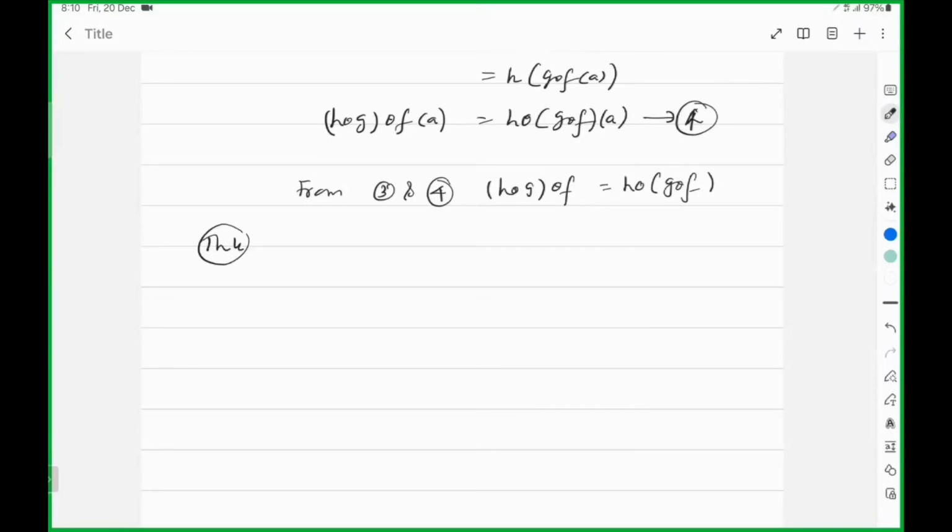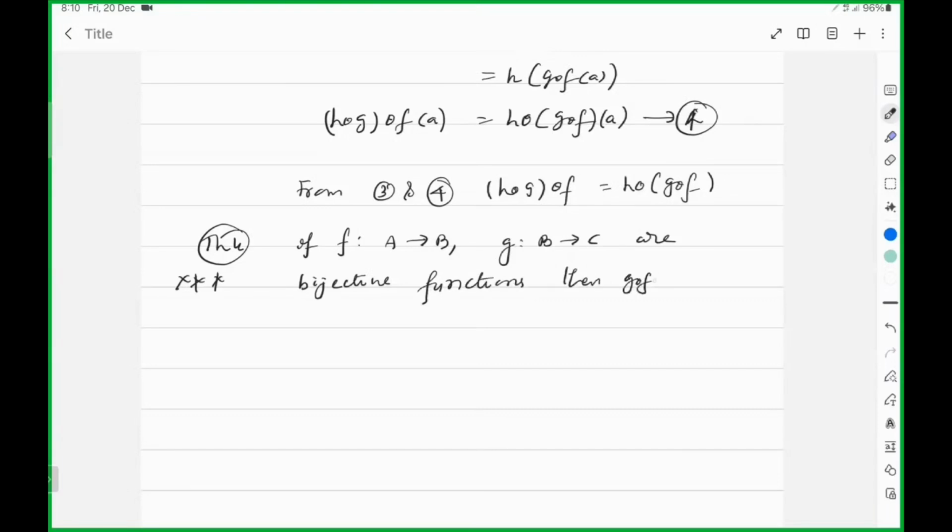Next, a very, very important theorem. If f maps from A to B and g maps from B to C are bijective functions, then (g circle f) inverse is f inverse circle g inverse.